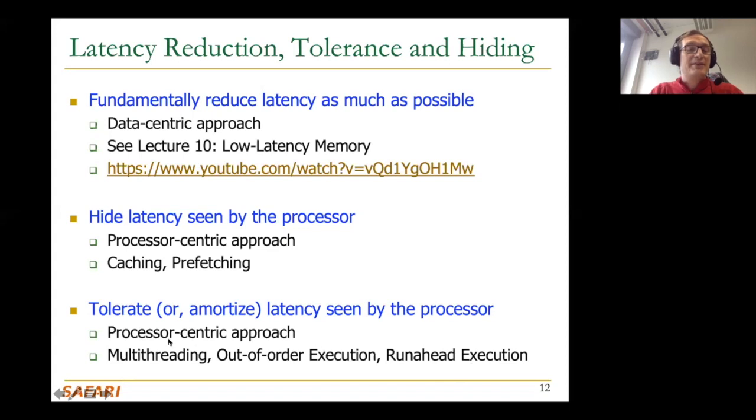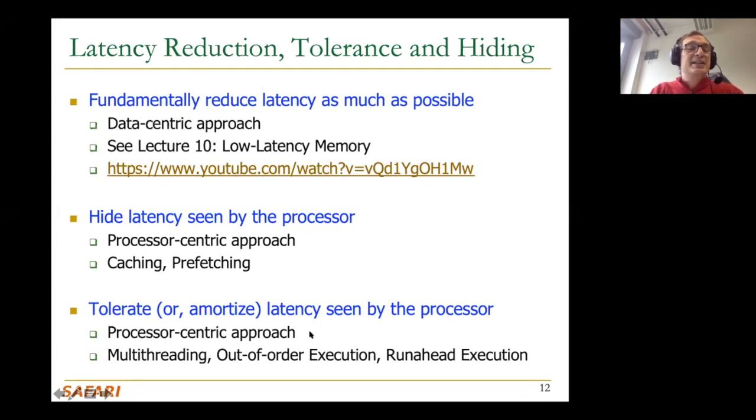And we've covered some of these, clearly, in digital design and computer architecture. If you have time, we'll actually talk about that. Actually, we will briefly talk about this today in terms of prefetching, and we may actually talk about run-ahead execution. If you remember, in lecture 10, we briefly talked about run-ahead execution, which is a processor-centric approach to tolerate the latency seen by the processor.